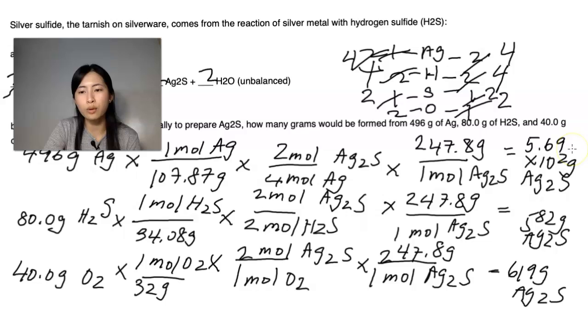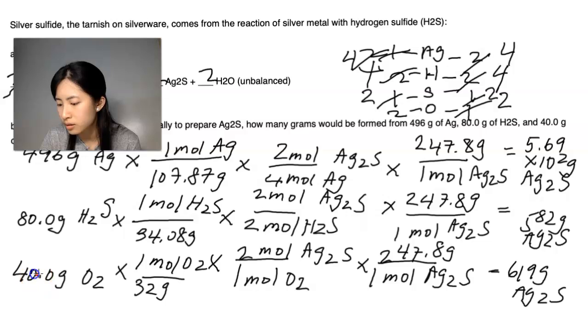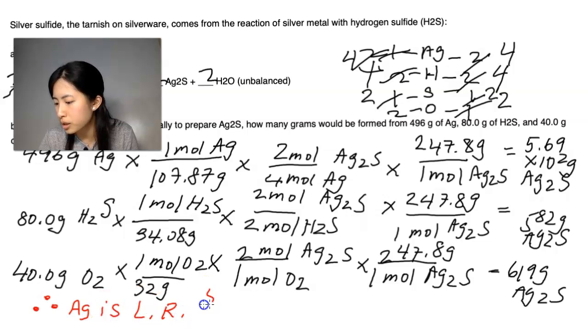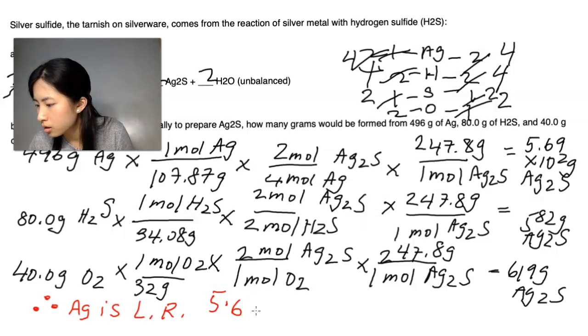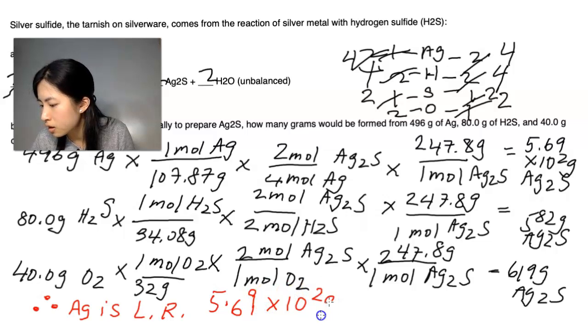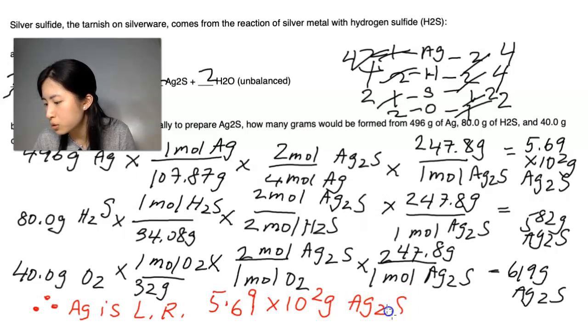Looking at our result, we see that the lowest amount of silver sulfide produced is 5.69 times 10 to the power of 2 grams. Therefore, we can say that silver will be our limiting reactant. And as a result, you would get 5.69 times 10 to the power of 2 grams of silver sulfide produced.